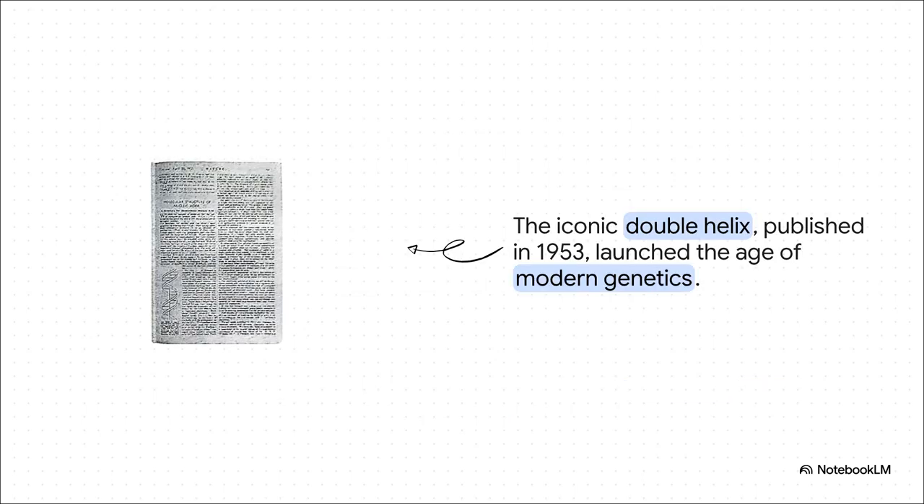Using Franklin's data, James Watson and Francis Crick were able to piece the final puzzle together. The result, published in 1953, was this elegant and now totally iconic structure, the double helix. The mystery was solved. This shape perfectly explained how DNA could store information and replicate itself, and it opened the door to the entire field of modern genetics.